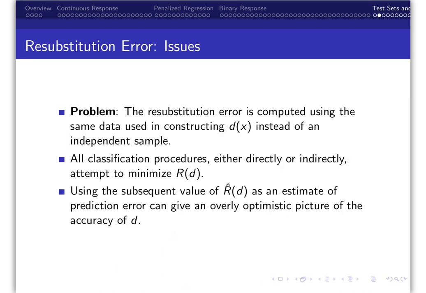In many cases, such as our heart disease data set, we may not have an independent test set to use for calculating prediction error for use in identifying an optimal lambda. However, if we use the training data that we use to fit the model to also estimate error, that is called the resubstitution error because the error is computed using the same data used to construct the model. All classification procedures, including logistic regression, either directly or indirectly, attempt to minimize prediction error. Using the resubstitution error as an estimate of prediction error can give an overly optimistic picture of the accuracy of our model.